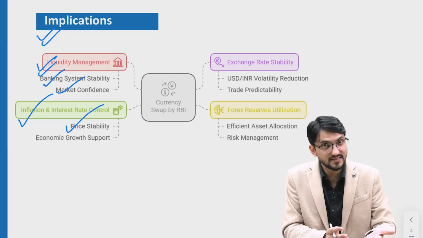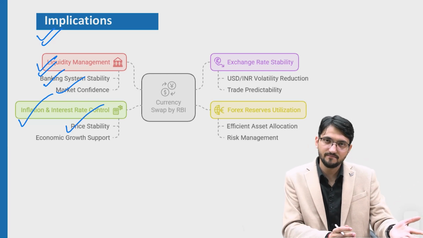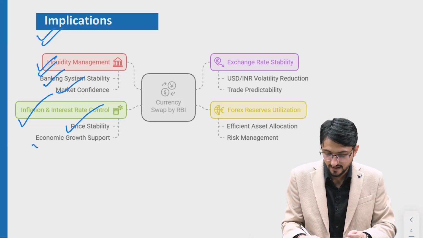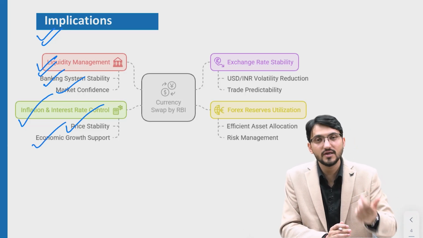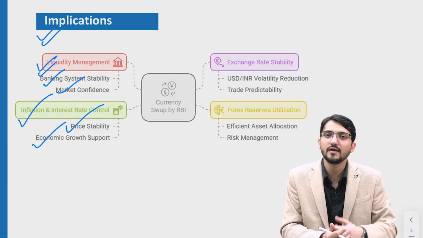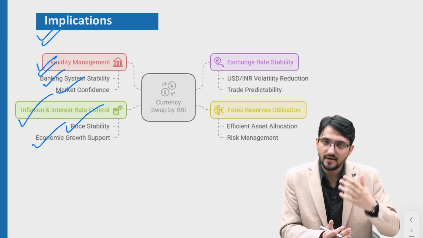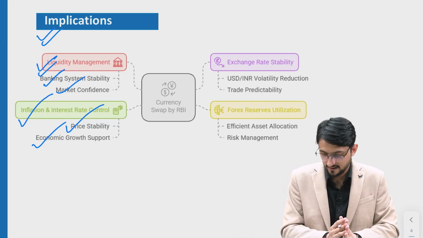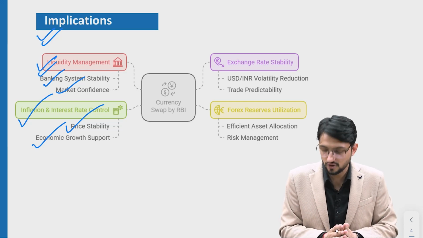So there will be price stability because you are controlling the inflation. If you are controlling inflation, then price stability will definitely come. Then you can support economic growth also. Why? Because if liquidity is pushed in the market, there is a lot of chance that interest rates will fall and investment will take place, and that's why you can ensure support for economic growth.